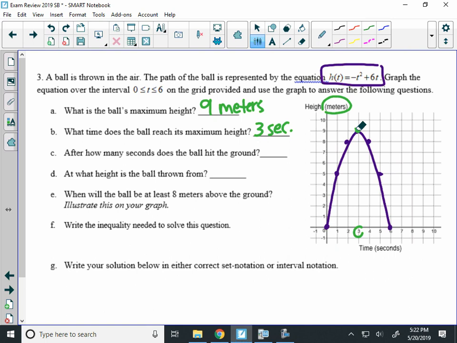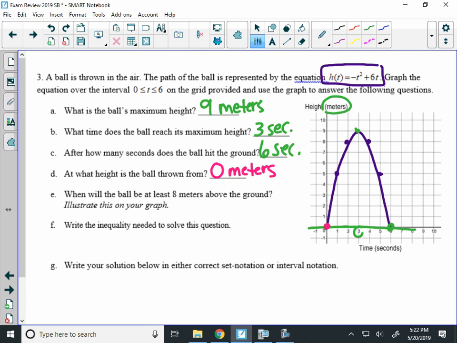After how many seconds does the ball hit the ground? Well, you think about the x-axis as the ground. It hits the ground there after 6 seconds. What was the starting height? Where was the ball thrown from? Well, it starts right here at 0 meters.